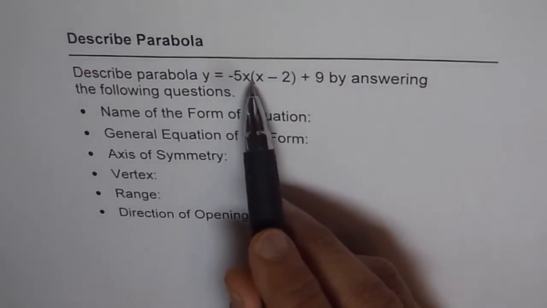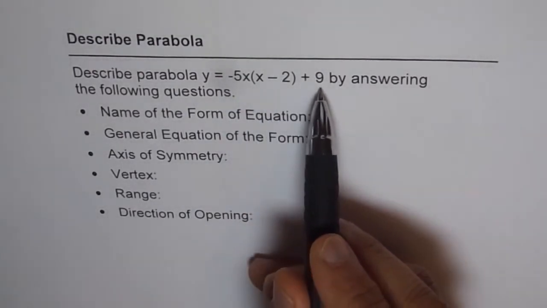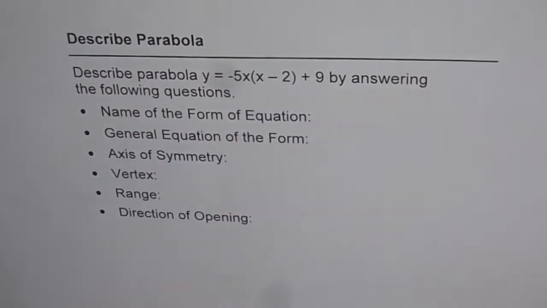Describe the parabola y = -5x(x - 2) + 9 by answering the following questions: name of the form of equation, general equation of the form, axis of symmetry, vertex, range, and direction of opening.